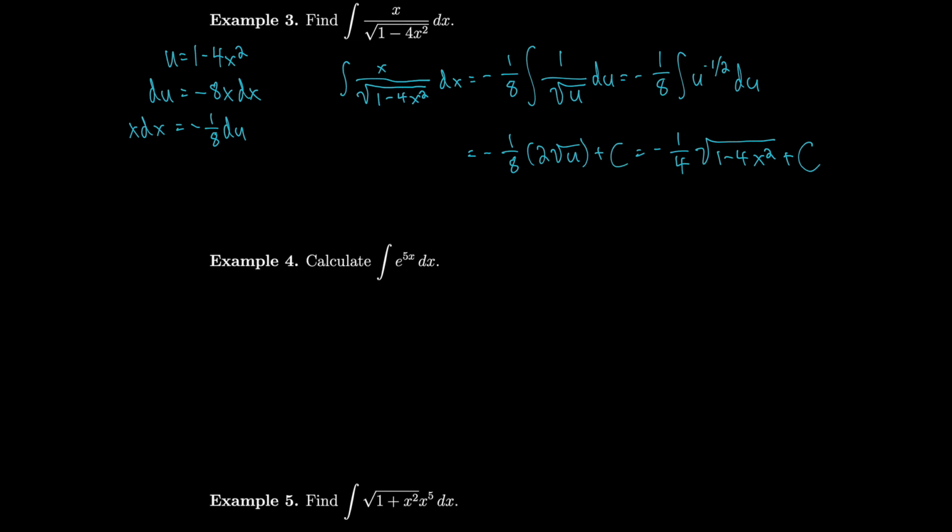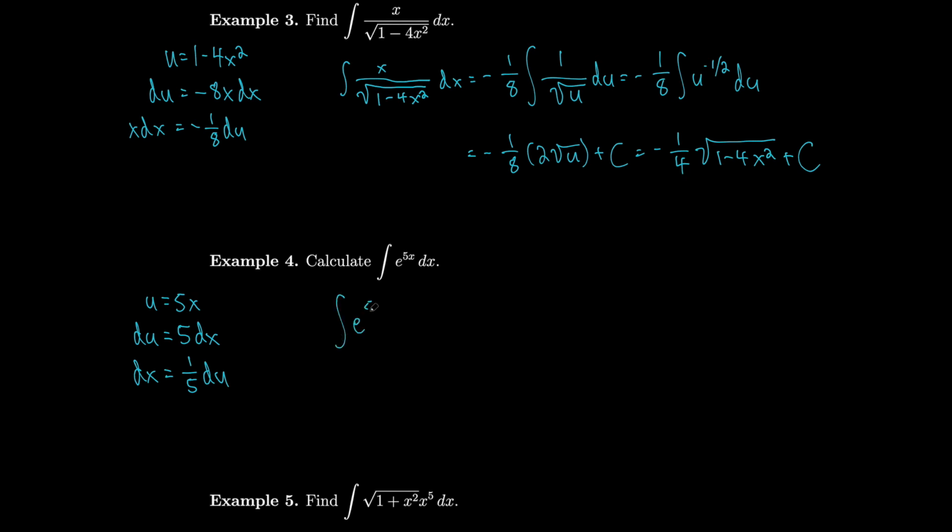How about if we have the integral of e to the 5x dx? Well, if I take the derivative of 5x, it's just 5. So I would get 5 dx. So then I'd replace the dx, I'd replace the 5x. So I think that looks like a good idea. Let's let u equal 5x. Then du is equal to 5 dx. So that means that dx, which is what I want to replace, is 1/5 du.